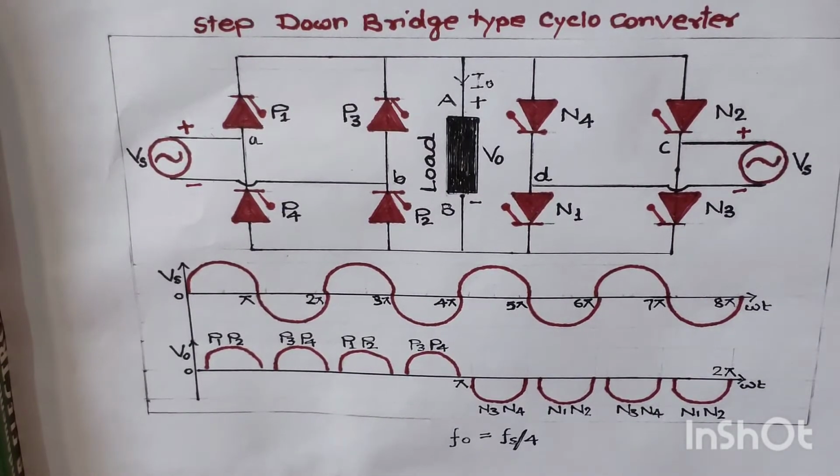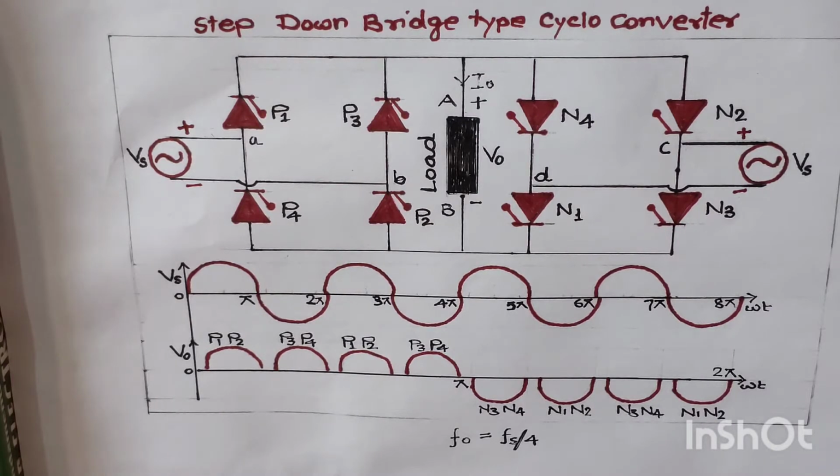Now we'll discuss the step down bridge type cycloconverter. Let us define what a cycloconverter is. It is an AC to AC converter without any DC link. Secondly, we can define it as a device which can convert a fixed frequency power supply to a variable frequency power supply.